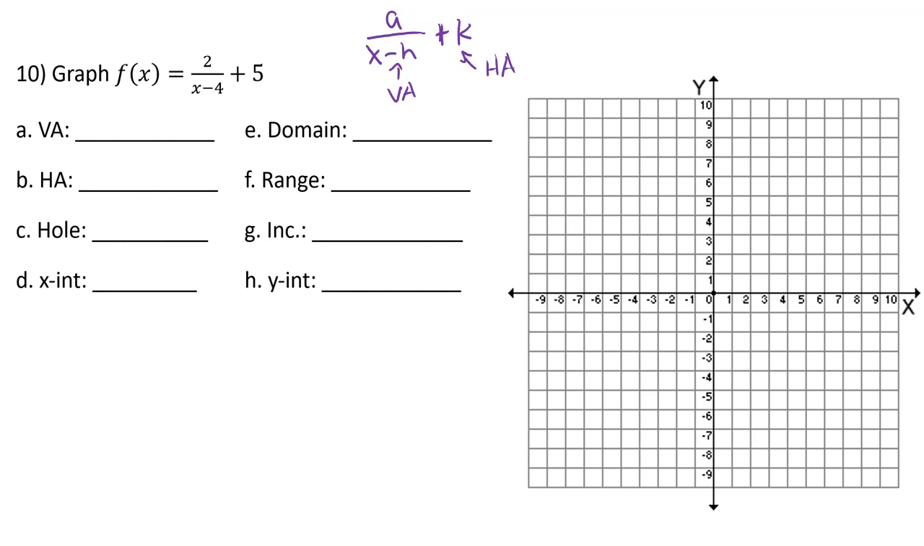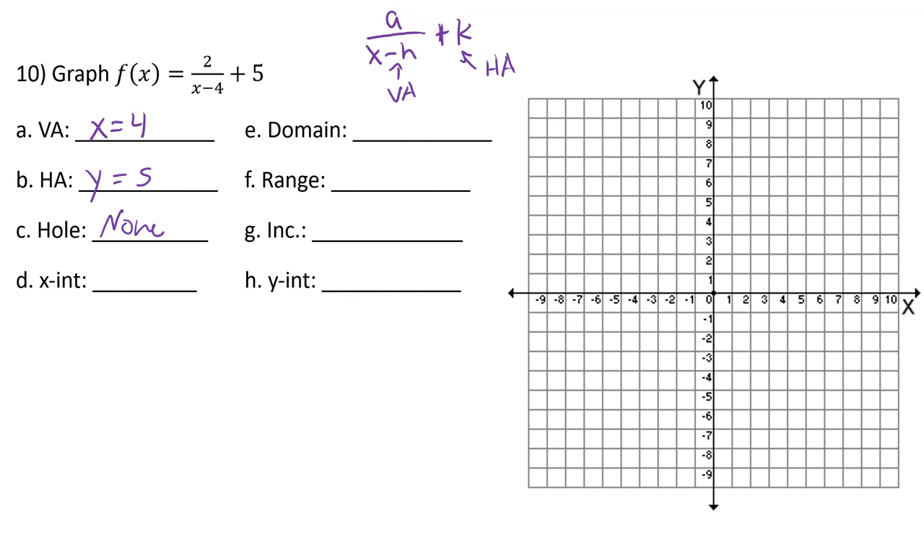So in this problem, vertical asymptote, what number minus 4 would equal 0? +4. Horizontal asymptote has a 5, so therefore y equals 5. This does not represent any holes because there's no x's in the numerator to cancel out with the x's in the denominator, so there's none. To find an x-intercept, we are going to plug in a 0 for y and solve.